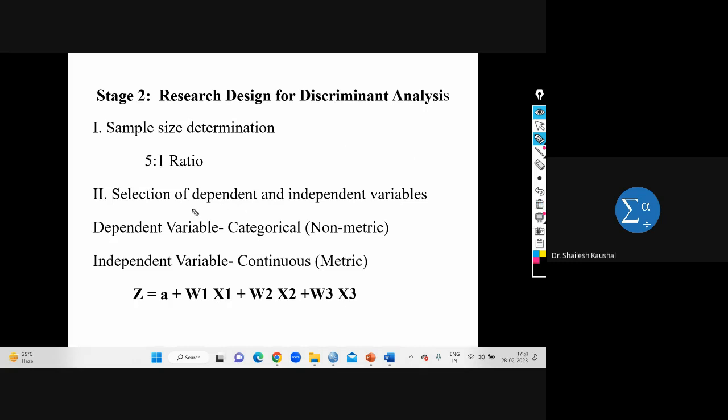Selection of dependent and independent variables. How will we select our dependent and independent variable? So we select two types of variable, dependent and as well as independent. But we should keep in mind our dependent variable should be categorical, the non-metric. This outcome variable should be non-metric, categorical. Means outcome variables should be either two or more mutually exclusive categories.